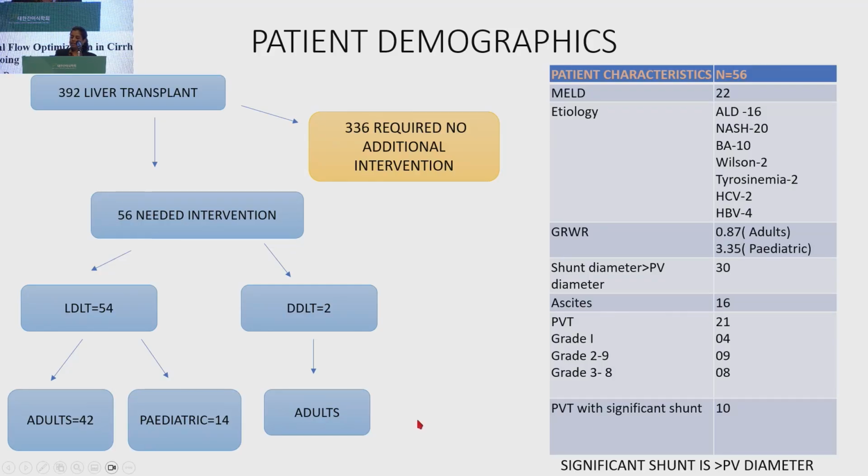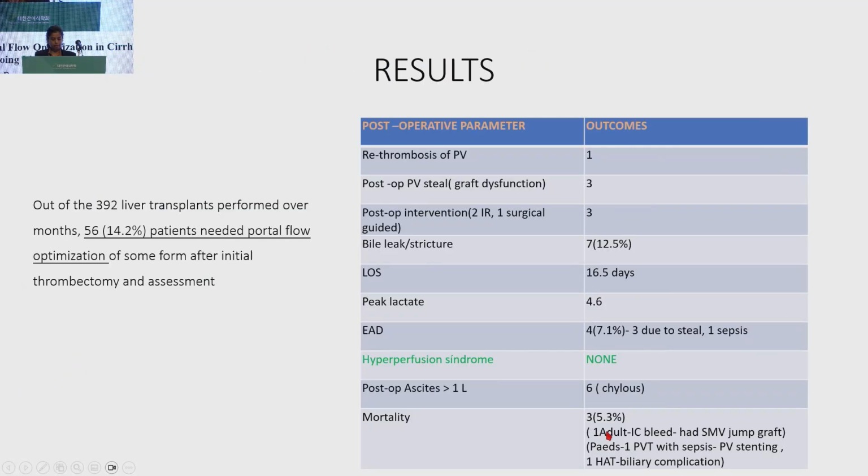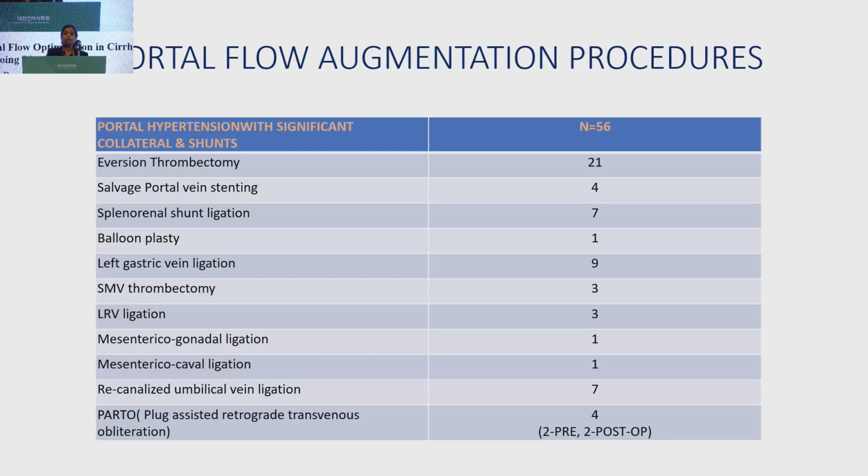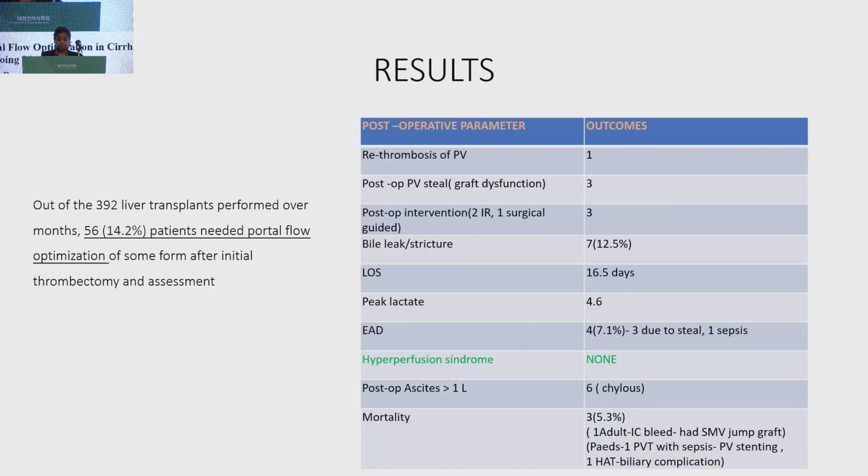So their median MELD was 22, and 30 patients had a significant shunt diameter, that is, greater than the portal vein diameter, and 21 patients had PVT, and PVT with significant shunt was found in about 10 patients. So whenever patients have portal vein thrombosis, initially we do eversion thrombectomy, and after that any augmentation procedures are performed. And this is the table which depicts different augmentation procedures.